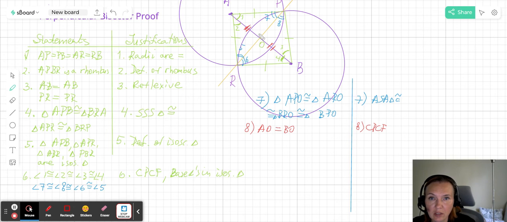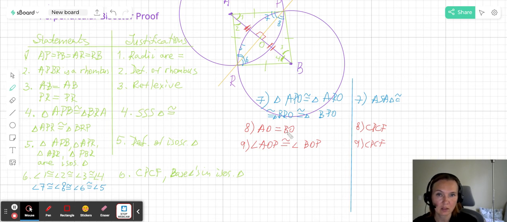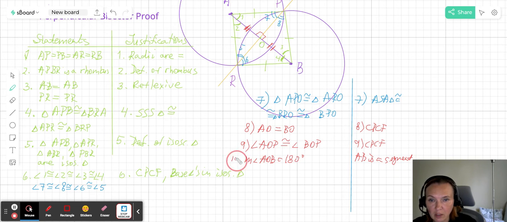And another thing that I notice is that this angle over here has to be congruent to this angle over here, right? So my angle AOP has to be congruent to angle BOP. That is also because of CPCTC, but also we know that AB was a segment, so the measure of angle AOB has to be equal to 180 degrees, right? Because AB is a segment. That is step number 10.